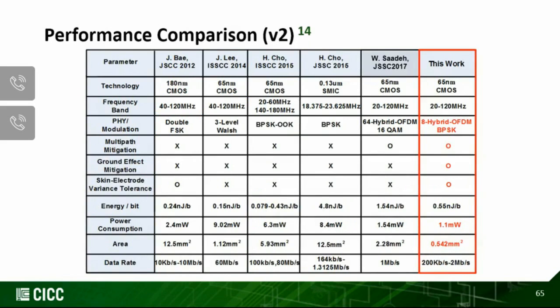This slide shows the comparison with recent works in body coupled communication with capacitive coupling. You can see that this latest version of the 8-point hybrid OFDM, using BPSK, mitigates signal multipath, mitigates the ground effect, and also mitigates skin electrode impedance variation, and achieves around 1.1 milliwatt power consumption in the RX. The area is quite small, less than half a square millimeter. The data rate is scalable from 200 kilobits per second up to 2 megabits per second.